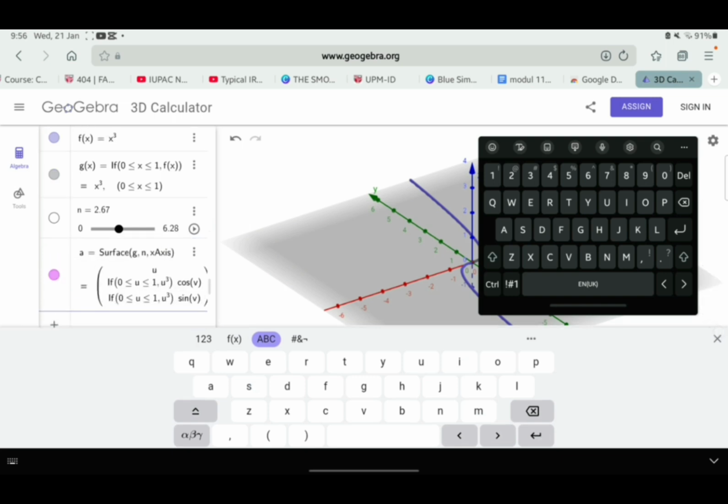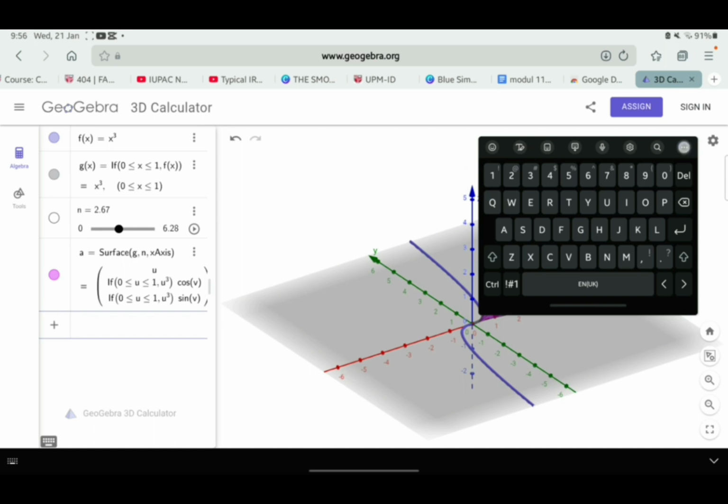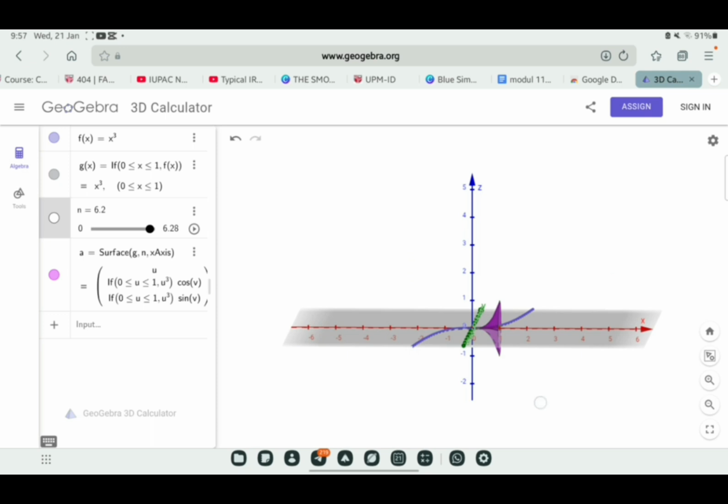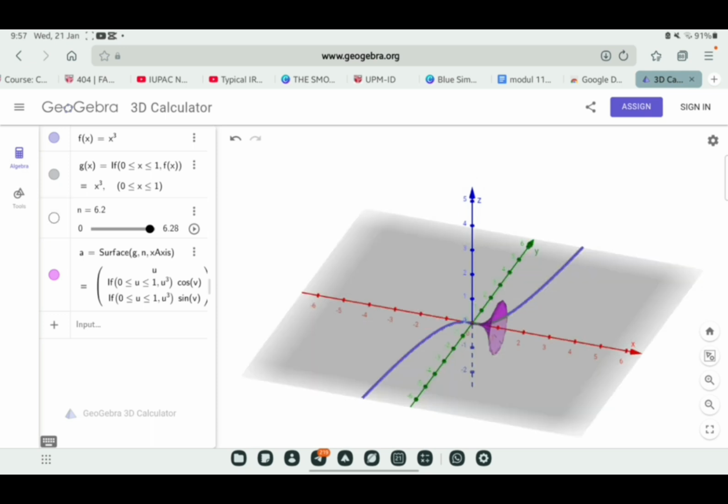And then we adjust the sliders to full, and then we get the surface area of the graph. So that is all for the GeoGebra 3D calculator.